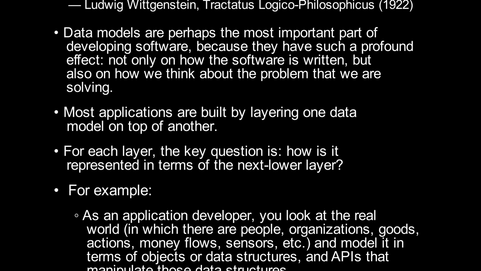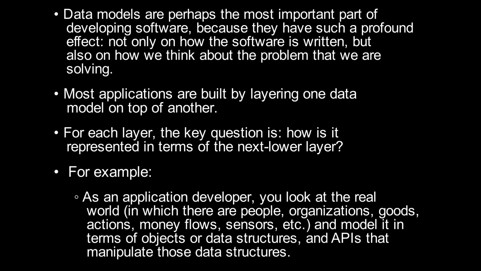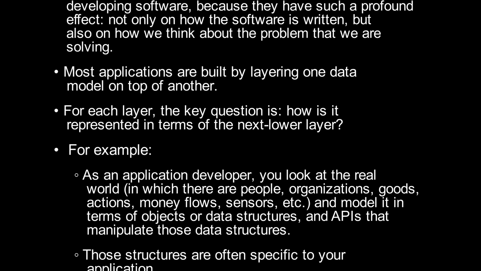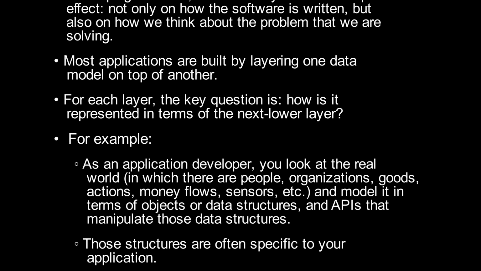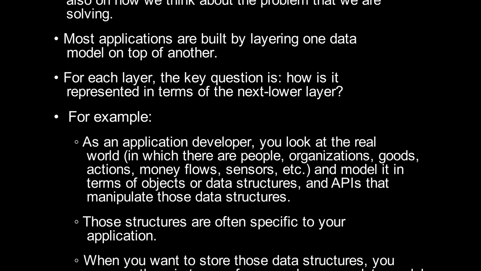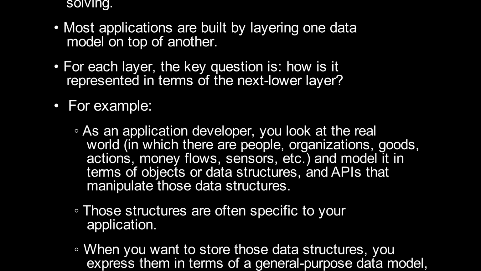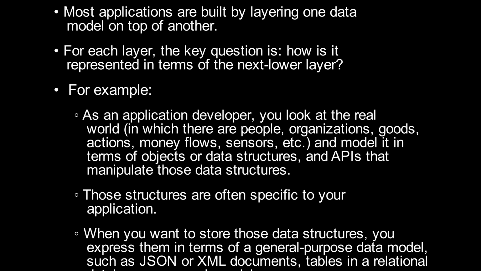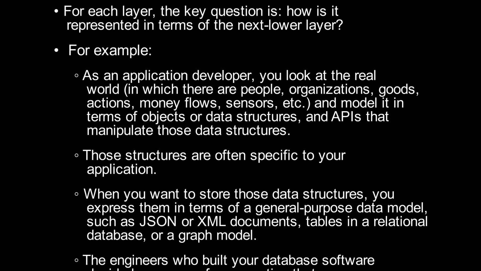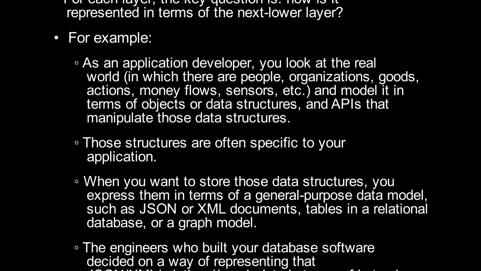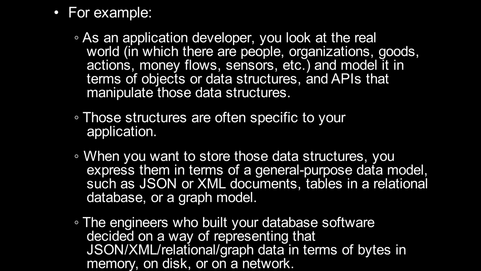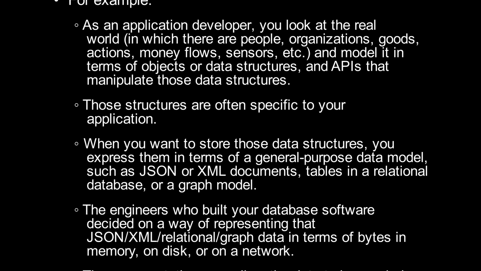For example, as an application developer, you look at the real world in which there are people, organizations, goods, actions, money flows, sensors, etc., and model it in terms of objects or data structures and APIs that manipulate those data structures. Those structures are often specific to your application. When you want to store those data structures, you express them in terms of a general-purpose data model, such as JSON or XML documents, tables in a relational database, or a graph model.